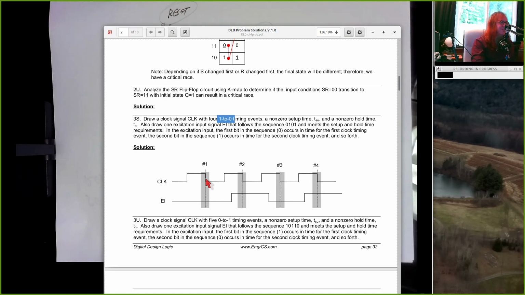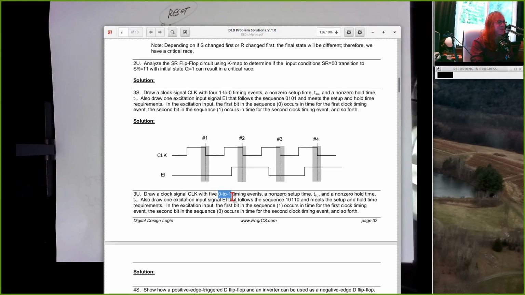It depends, right? So in this example, the action of the clock occurs when the clock changes from 1 to 0. In the version that you're going to work on, the action of the clock occurs when the clock changes from 0 to 1. So your solution will look similar to this, but it's for a clock that's changing from 0 to 1 for the clock event, and you want to do an input sequence of this. And your only requirement here is, your excitation input should have these values on each of those positive going clock edges, and make sure that the inputs don't change during this gray period.